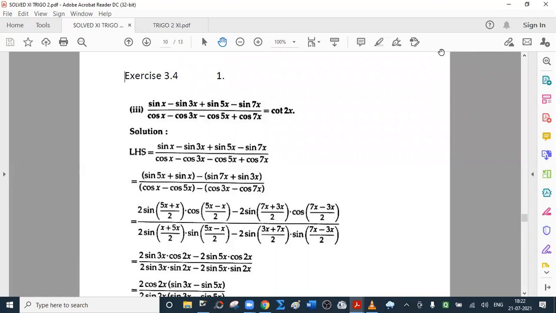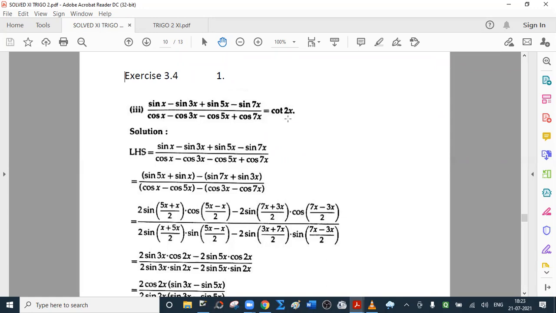We will be just discussing sum number 3 and 4. So just listen to me, but please do write this after the lecture. Prove that sin x minus sin 3x plus sin 5x minus sin 7x upon cos x minus cos 3x minus cos 5x plus cos 7x equals cot 2x. Now you have to rearrange the terms. See, in the answer we need cot 2x.